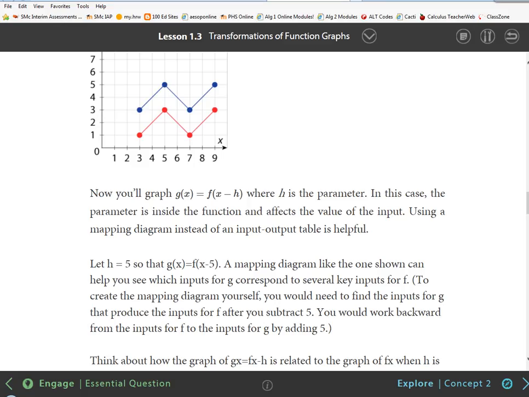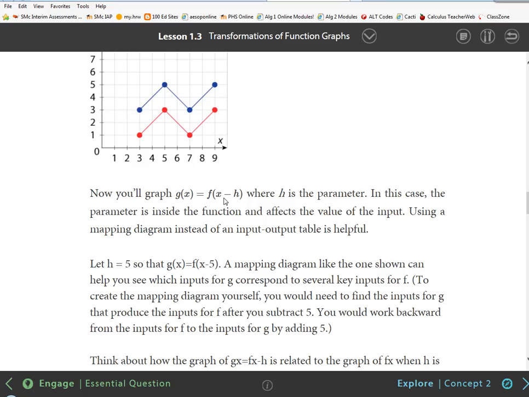Okay, let's look at something like this. Let's pick a different parameter this time. K was the parameter that's added to the very end of the function, right? Positive value goes up, negative value goes down. H is a little bit different. H is the parameter that's subtracted from x inside the function, right?